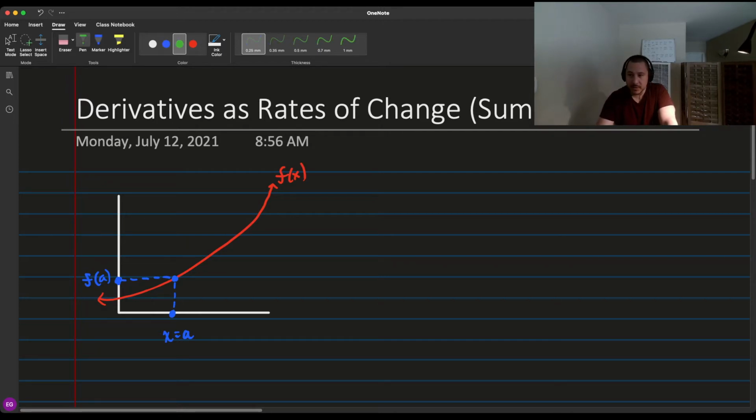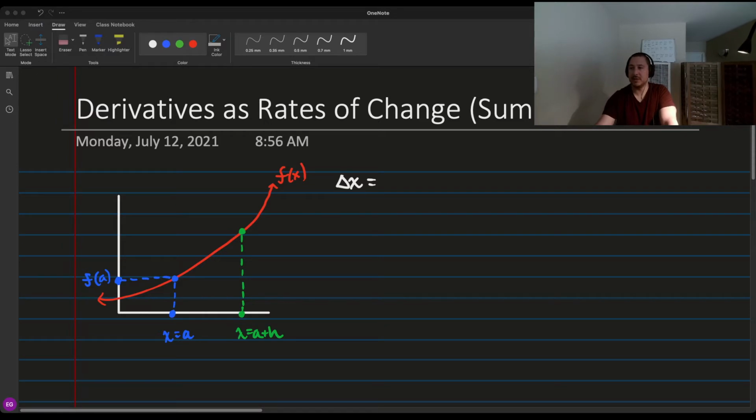And our second point over here is going to be a plus h. Okay, so what is the delta x between those 2 points? What is the change in the x values? For these 2 points, the blue and the green point, what is the delta x? Or h, exactly, perfect. The change in the x value is h.